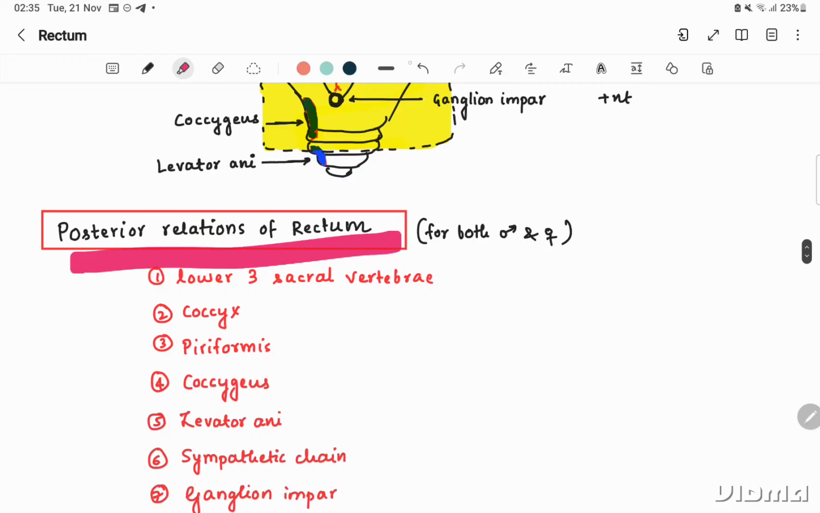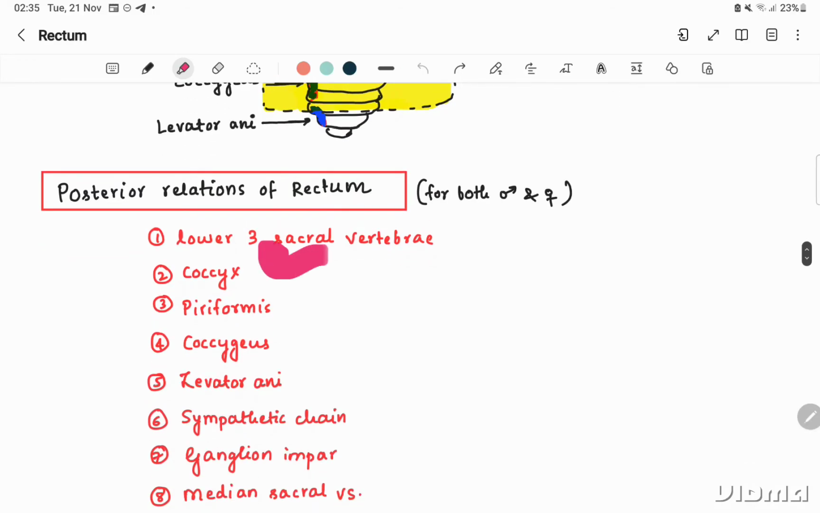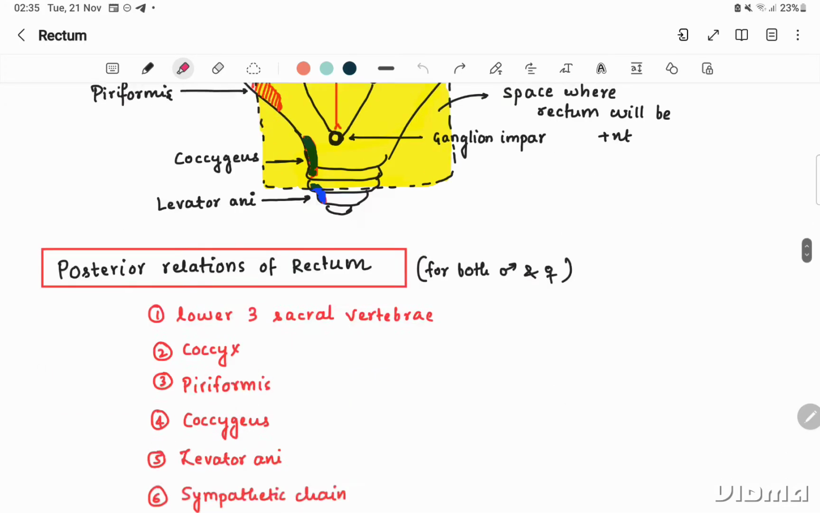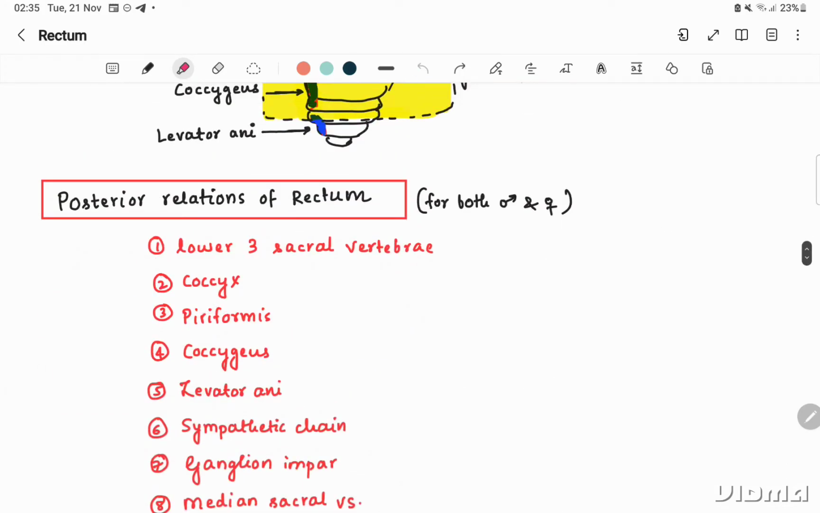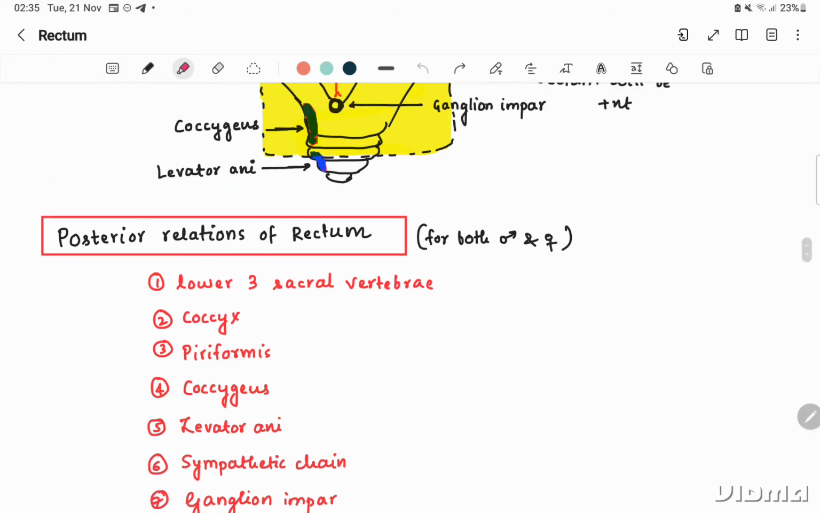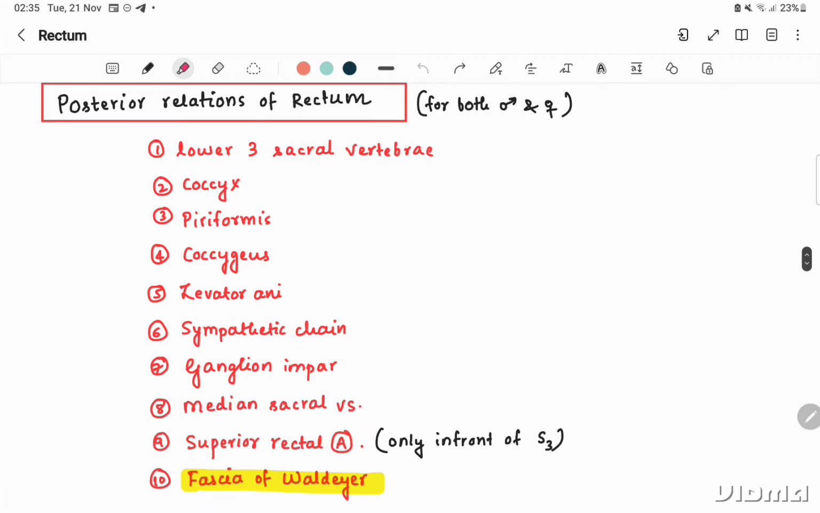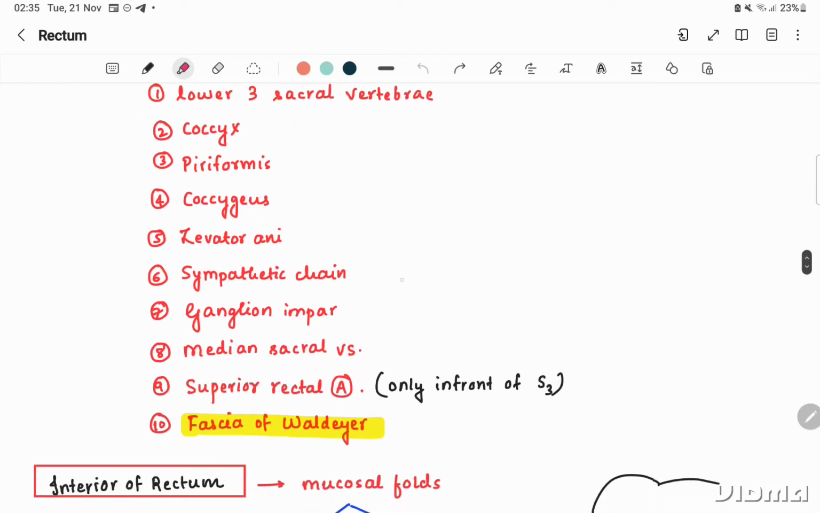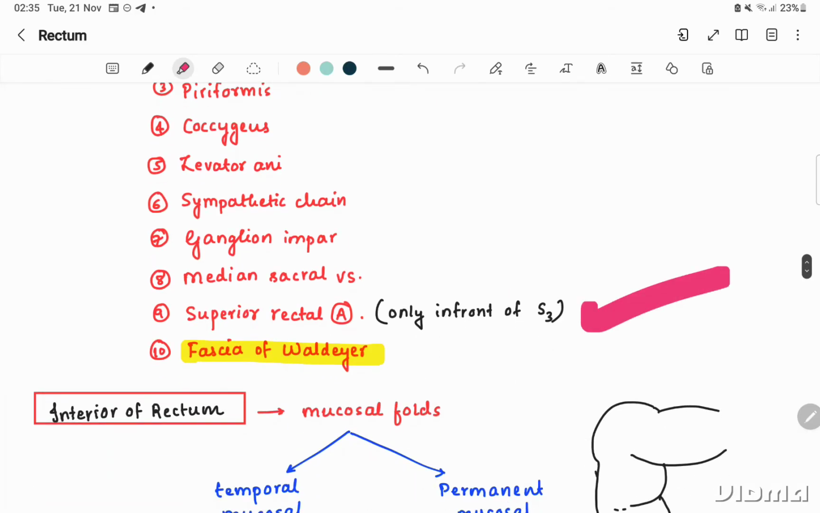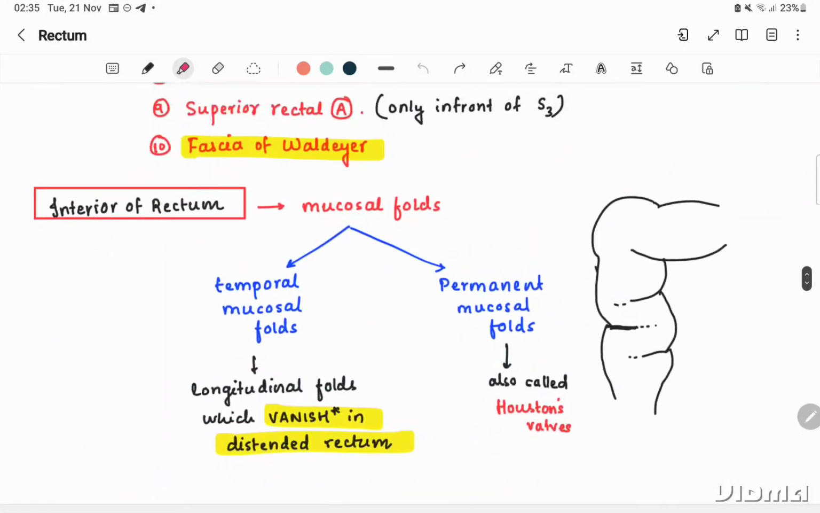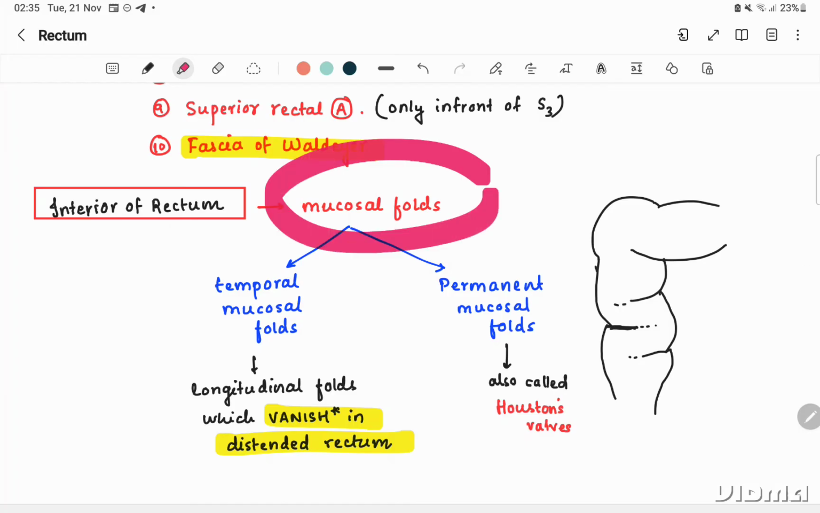So what are the posterior relations for both of the genders? We have the lower three sacral vertebrae, S2, S3 and S4, and your coccyx, your piriformis as well as your coccygeus muscle, your levator ani muscle, sympathetic chain, your ganglion impar, your medial sacral vessels, the superior rectal artery, and the fascia vulvae. Fascia vulvae is also present. Understood?